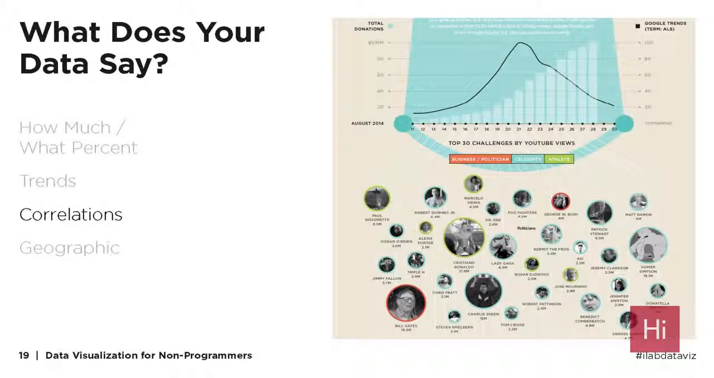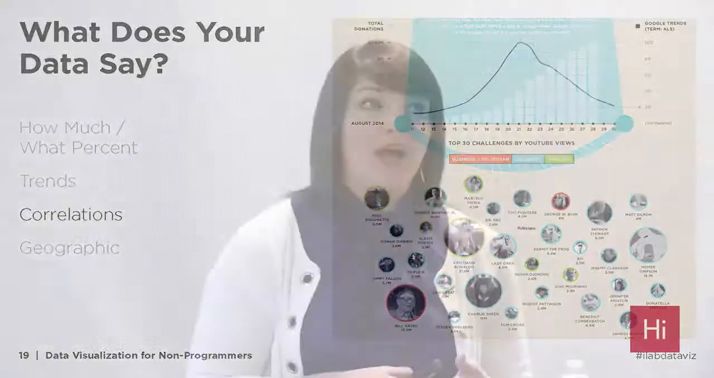The next category is correlations, and of course, that's a statistically significant relationship between X and Y. We've all heard that correlation does not necessarily equal causation, and I'm not here to tell you otherwise, but it doesn't mean that correlations don't make interesting graphics. They can be really valuable and help us tell our stories.